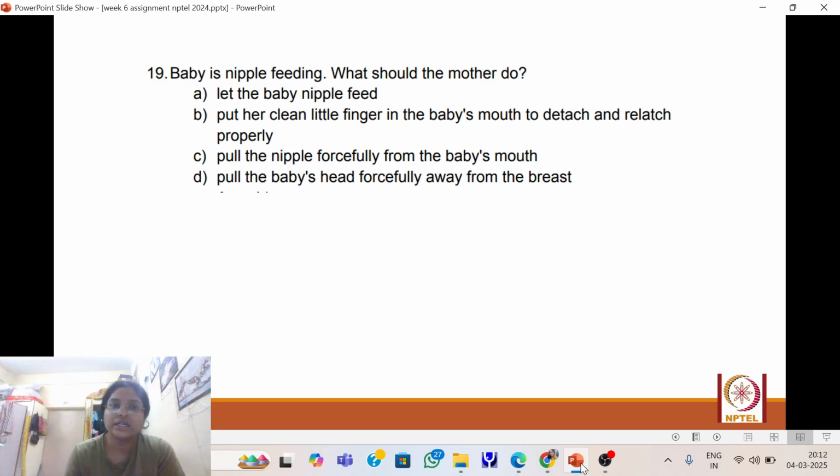Right? Baby is nipple feeding. What should the mother do? Let the baby nipple feed. Put her clean little finger in the baby's mouth to detach and relatch properly. Pull the nipple forcefully from the baby's mouth. Pull the baby's head forcefully away from the breast. Start answering.